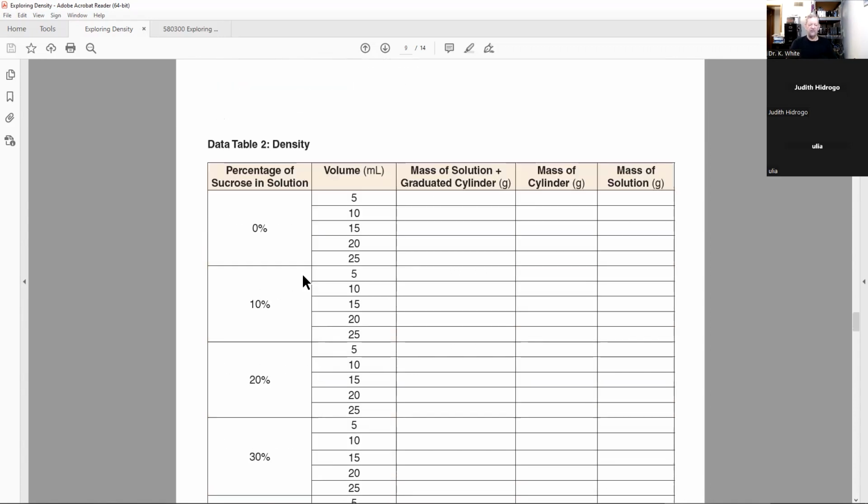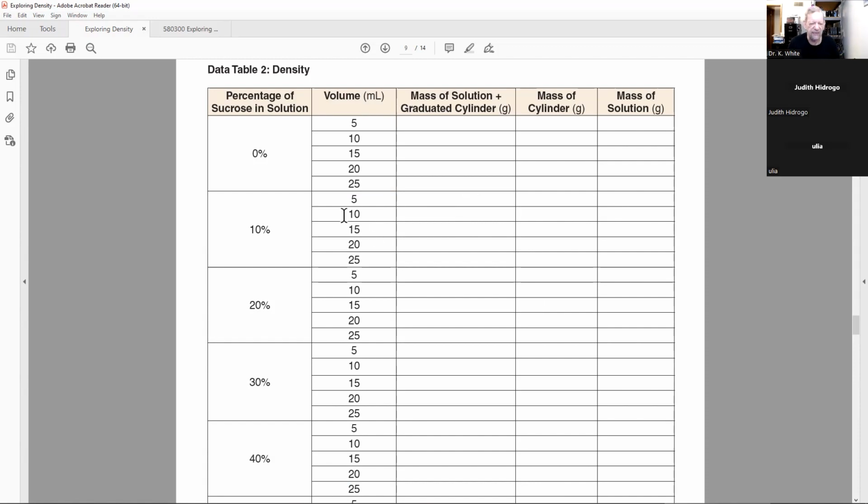And if you look in table 2, here's the mass of the graduated cylinder plus the liquid, and here's the mass of the graduated cylinder. You do that before, and this number should be the same all the way down, or after each run. And then the mass of the solution is the graduated cylinder and liquid mass subtracting the mass of the cylinder. So this column minus that gives you the mass.